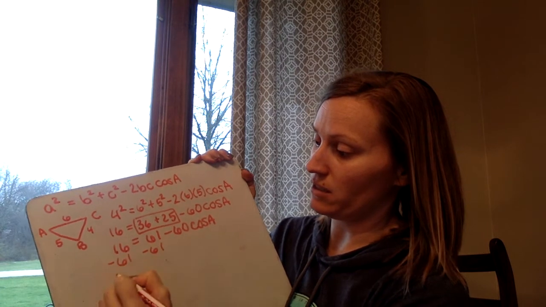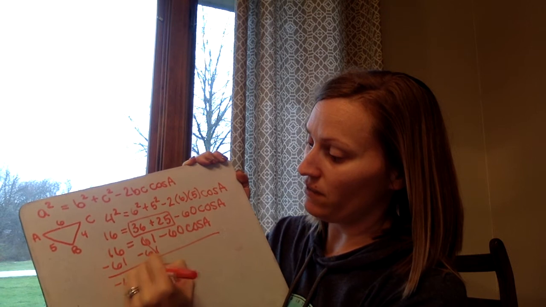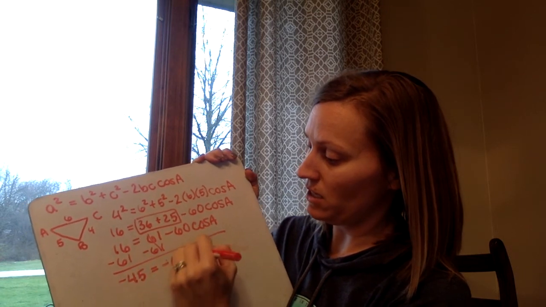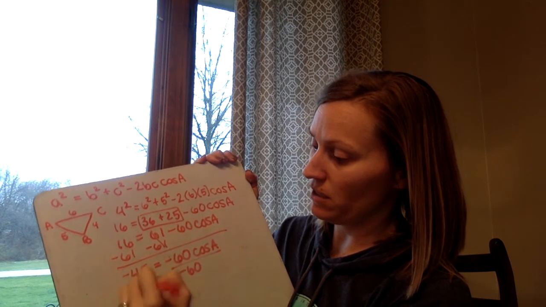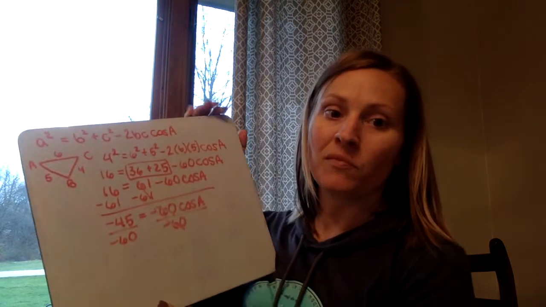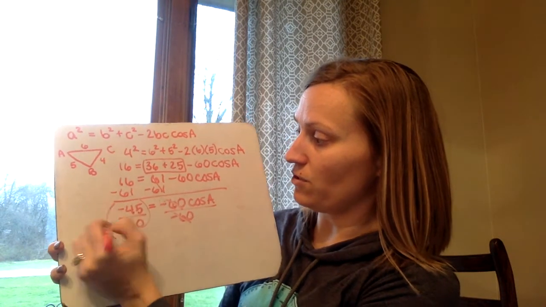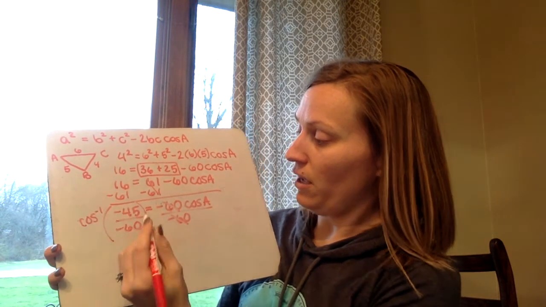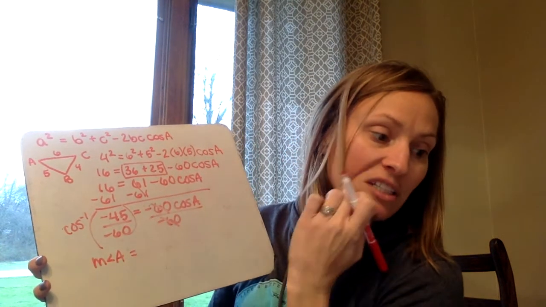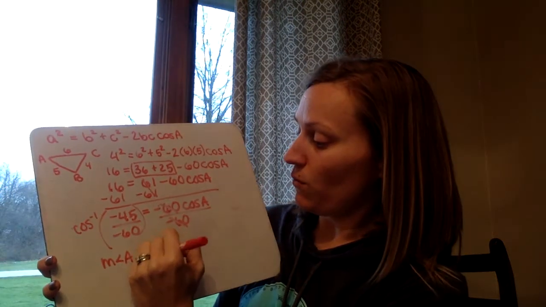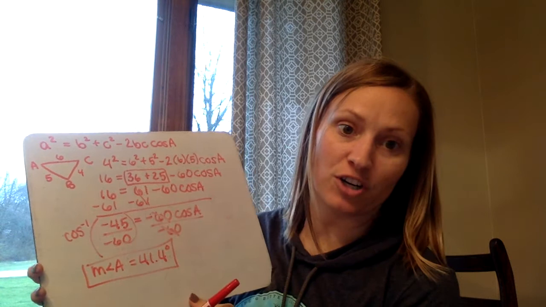So we subtract the 61 to the other side, and we get negative 45 is equal to negative 60 cosine A. Divide by negative 60 on both sides so that those go away. And then we are finding an angle, so we have to do the inverse cosine. And when we do that, we find that the measure of angle A rounded to the nearest tenth is 41.4 degrees. So there is our first angle measure.